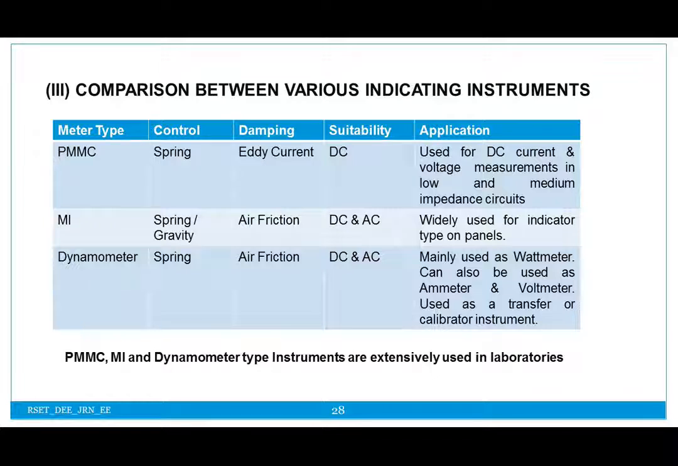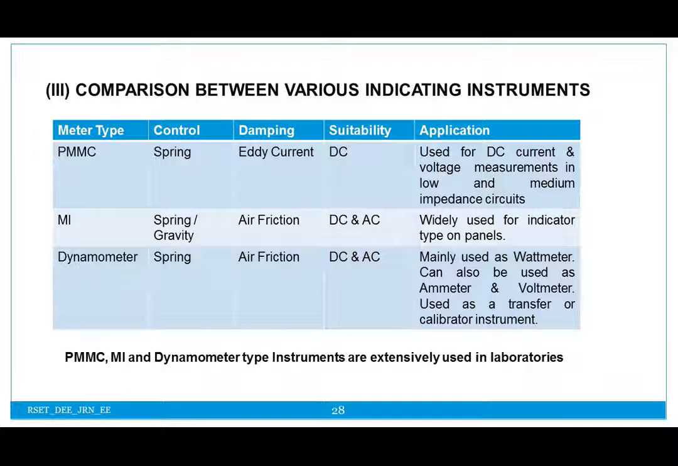Now coming on to moving iron, you can either have spring control or gravity control, gravity control if it is a vertically mounted instrument. Generally air friction damping; you cannot employ eddy current damping. Suitable for both AC and DC, widely used as indicator type on panels.